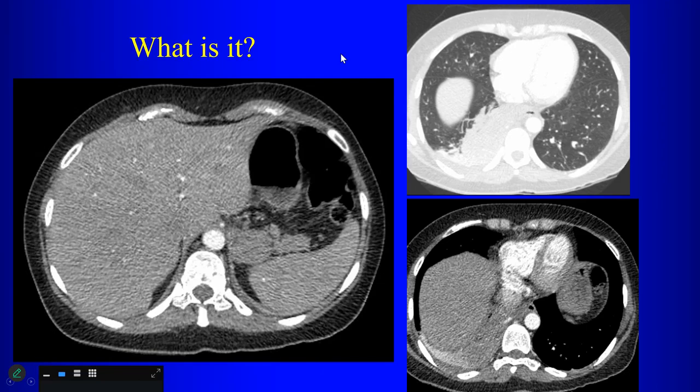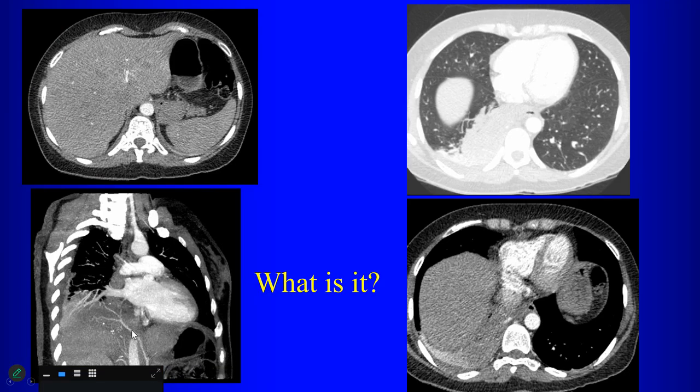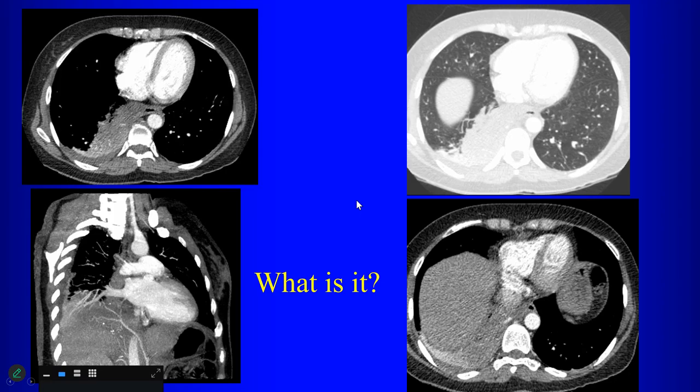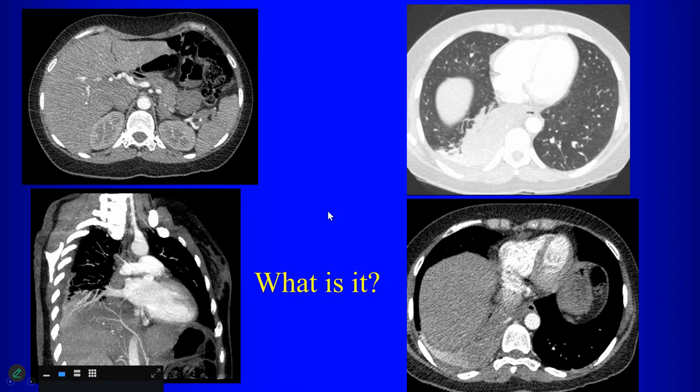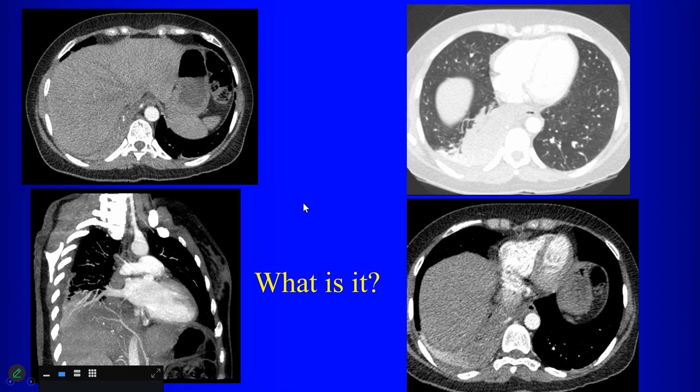That's a sequestration. So here's a reconstructed view showing the blood supply from the abdominal aorta going up to this mass here in the right lower lobe. That is a sequestration. This patient had a history of recurring pneumonias, and it turned out because of this sequestration there in the right lower lobe.